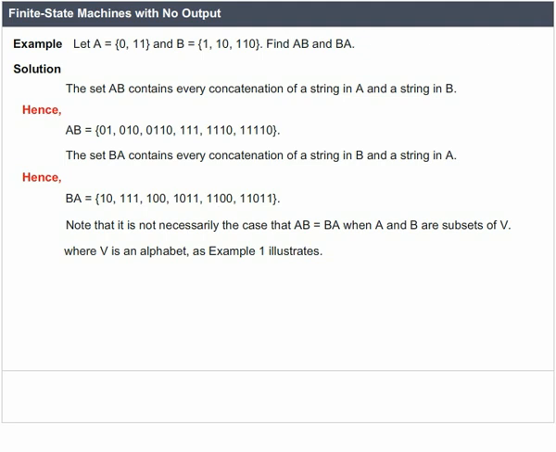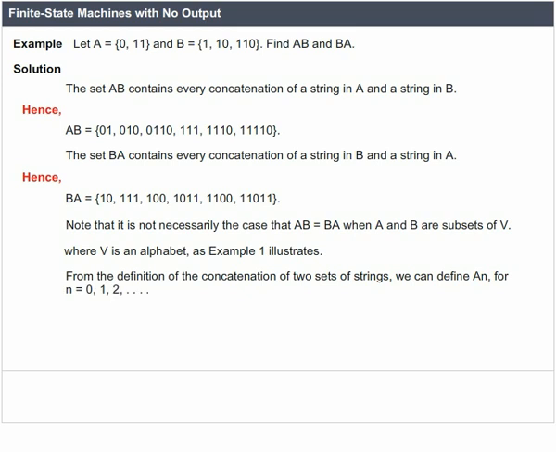From the definition of the concatenation of two sets of strings, we can define A^n for n equal to 0, 1, 2, etc. This is done recursively by specifying that A^0 equal {lambda}, A^(n+1) equal A^n A for n equal to 0, 1, 2, etc.